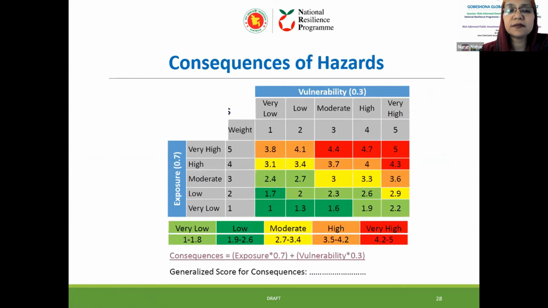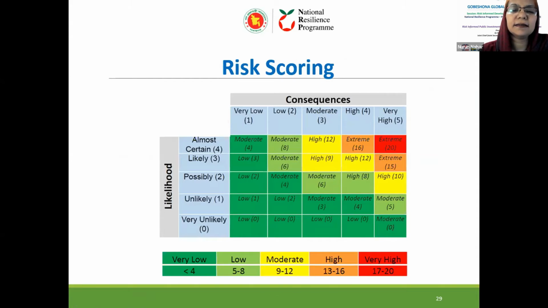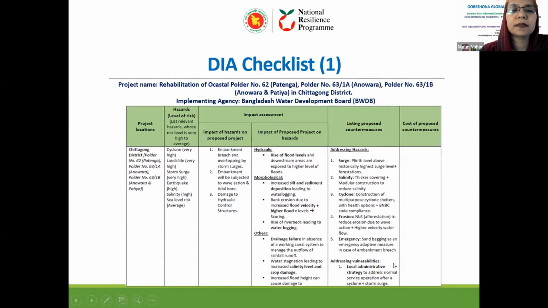And here's a matrix. So you all know that the risk is usually scored from a matrix scoring. And here we have the risk level from very low to very high. This is shown in our atlas and the maps. Very low is the green, very high is the red.